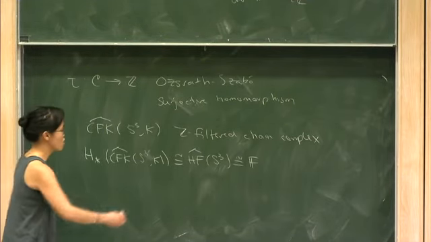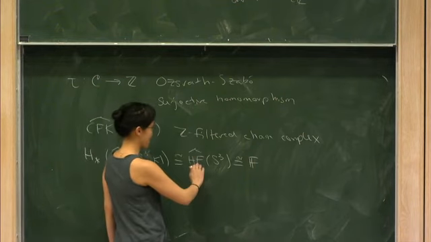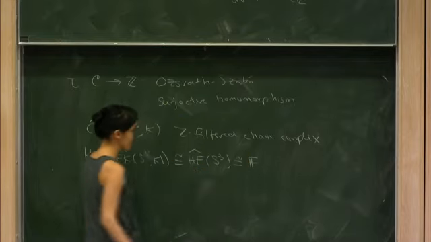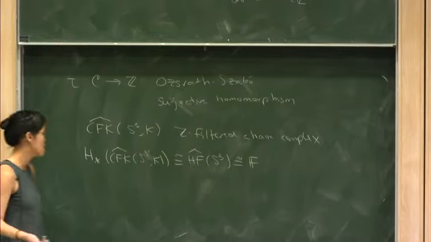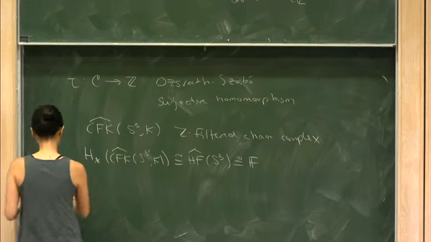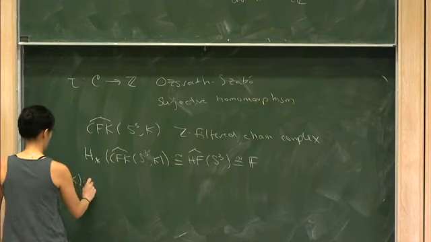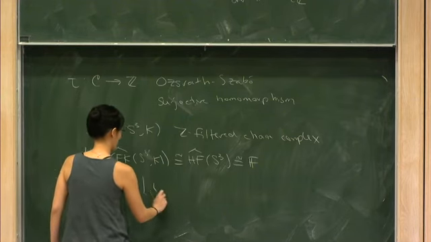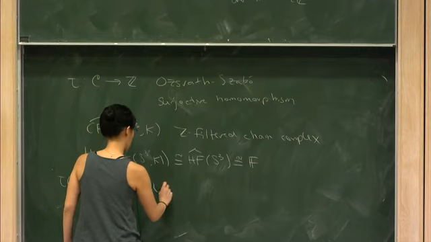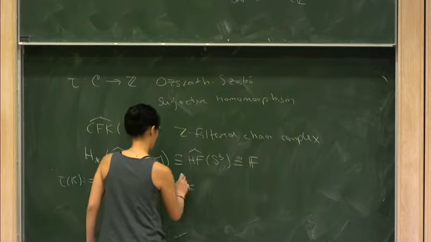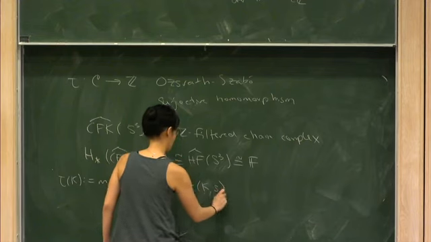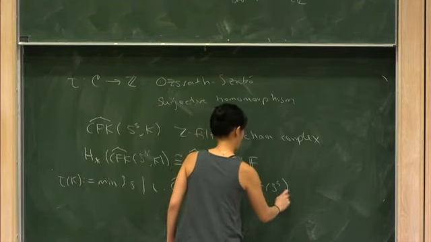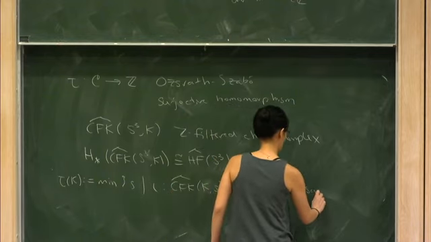So essentially, you're looking for the first filtration level where the generator for homology of S3 is supported. So tau is the minimum s such that this inclusion is surjective on homology.